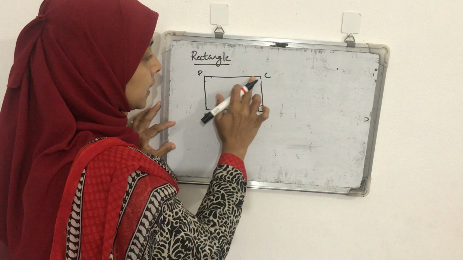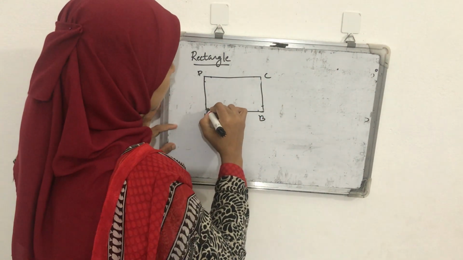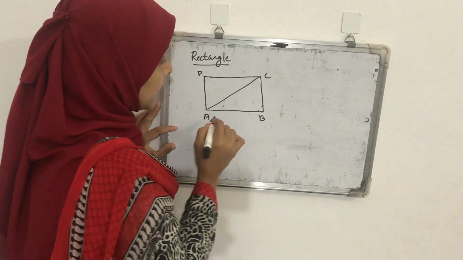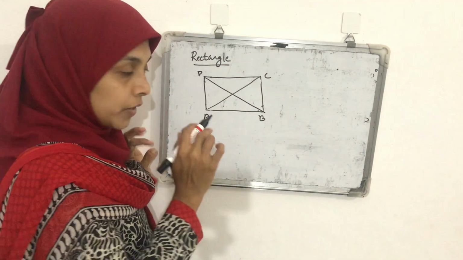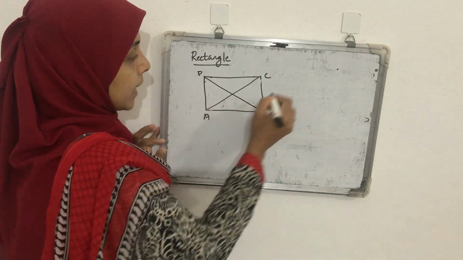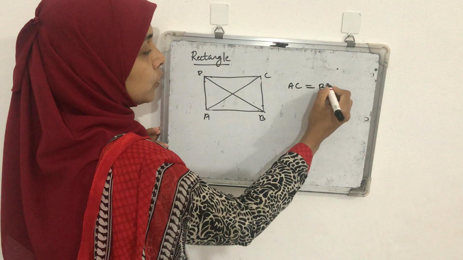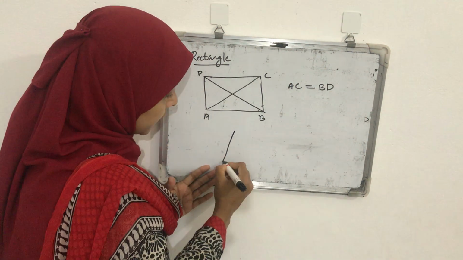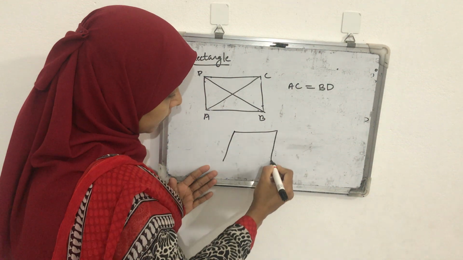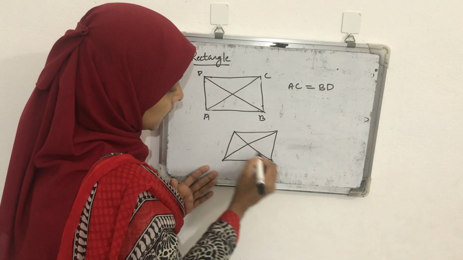In the case of angles, all 4 angles will be equal, and in the case of diagonals, one diagonal is AC and the second diagonal is BD. So if it is a rectangle, both diagonals are equal. The length of AC will be equal to the length of BD. For a general parallelogram, it will not be equal. If it is a parallelogram like this, in this case it is not equal.